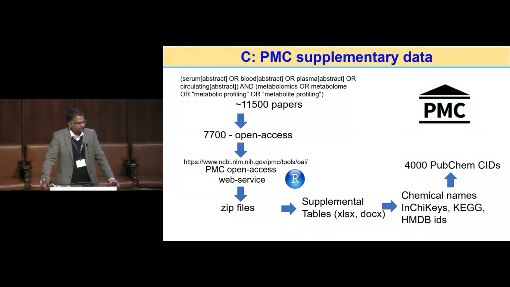Out of those 7,700 papers, we can parse out 4,000 PubChem CIDs. And these are only metabolomics papers. These are supplementary tables in blood metabolomics, and there are 4,000 compounds in them. This gives an idea of how many compounds the metabolomics field has identified and reported in the public domain.